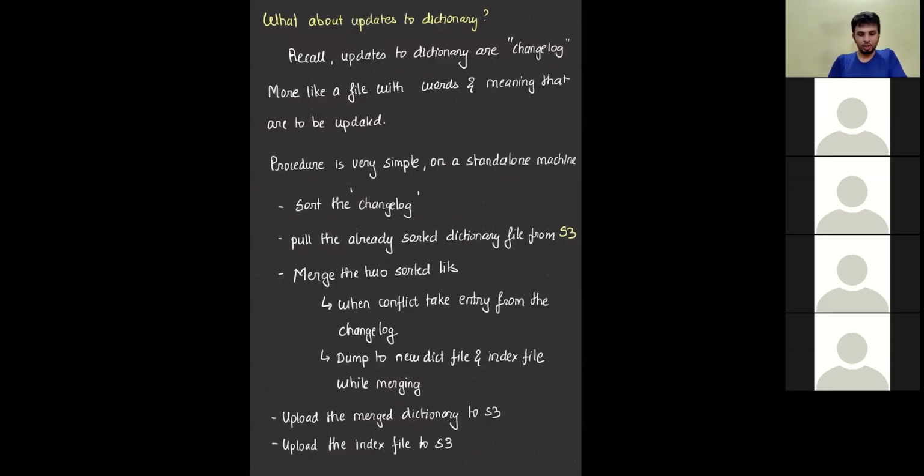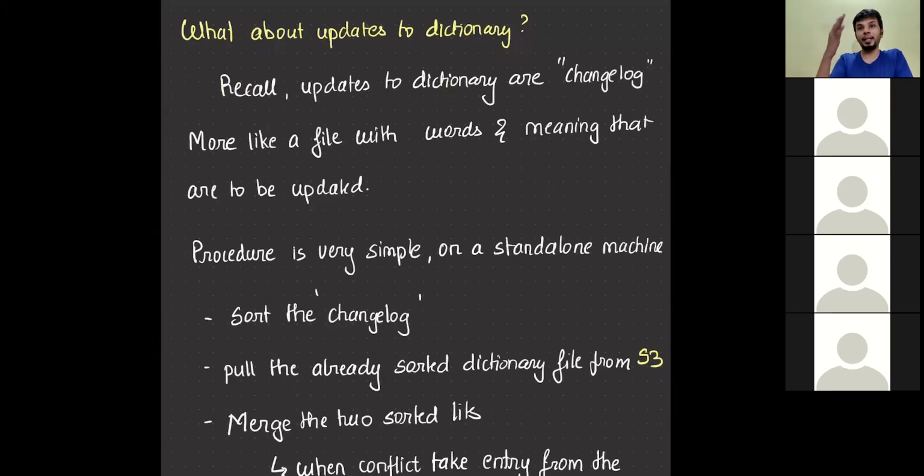Okay, so this was about get and query, the way we addressed it. This solves a nice bit of the problem. But now what comes in? Now comes the question of updates. Updates to dictionaries are obviously not that frequent, which means that weekly we might get a change log where you would get the word and the meaning.